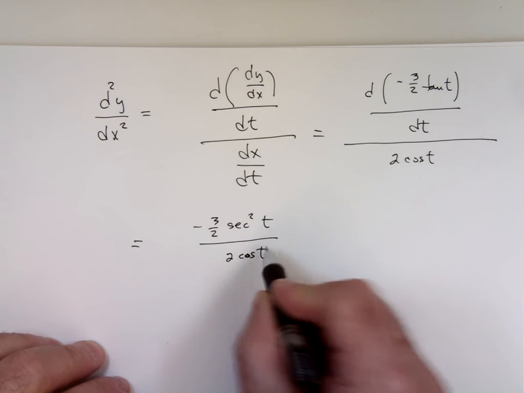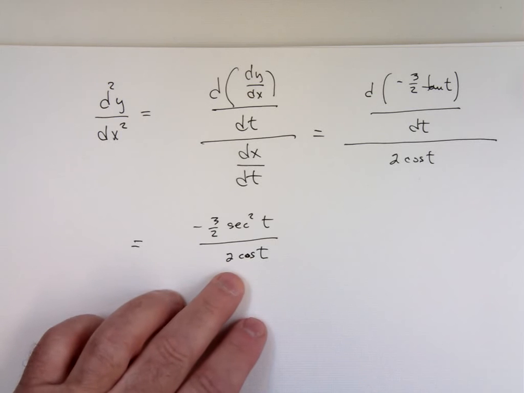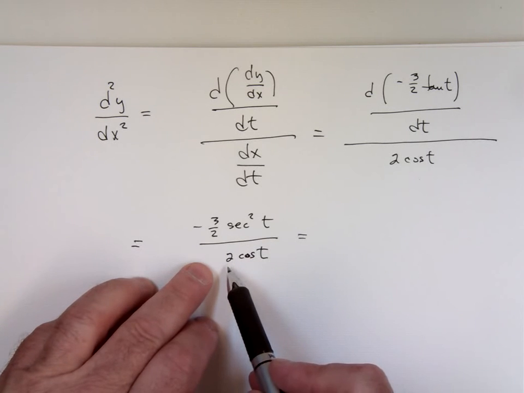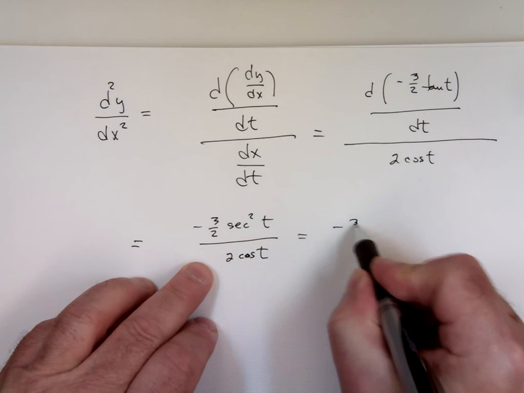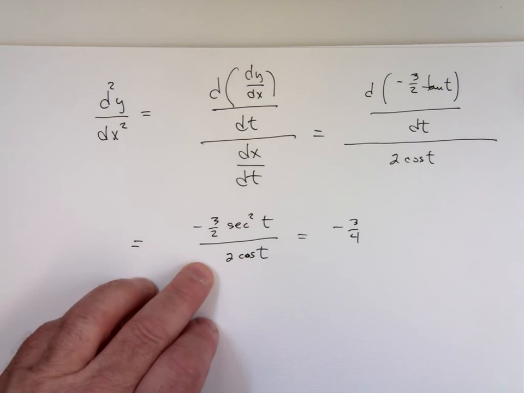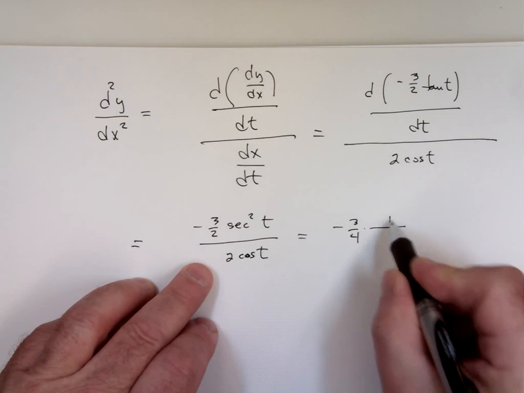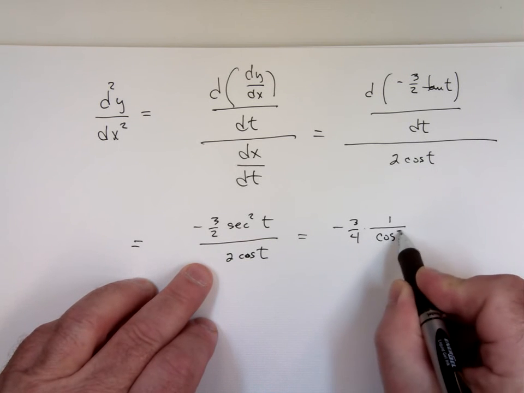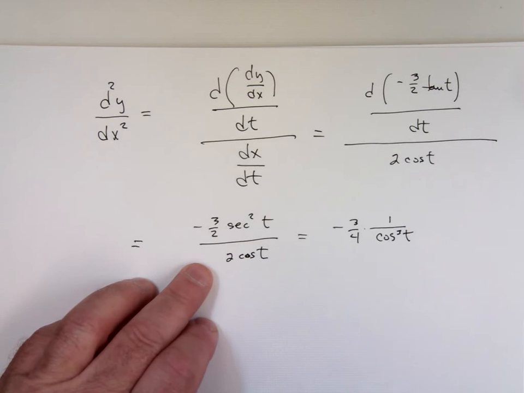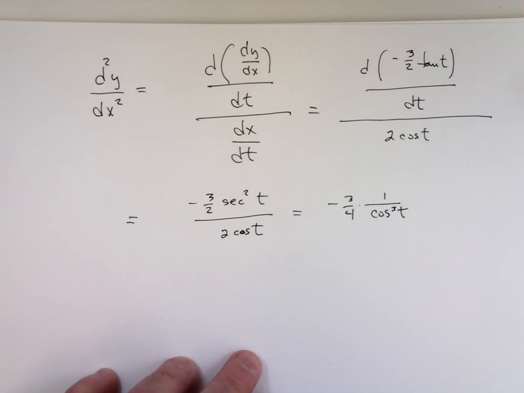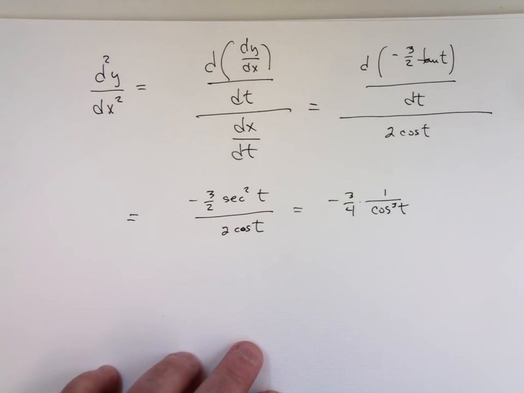Holy mackerel. Well, we can do something with this. This 2 I'm going to bring down to this 2. I'm going to get a negative 3/4. Secant squared is 1 over cosine squared. So I'm going to take this times 1 over cosine cubed. Not nice, I agree, but that's what it is. Okay? That's our second derivative. Negative 3/4 over cosine cubed.